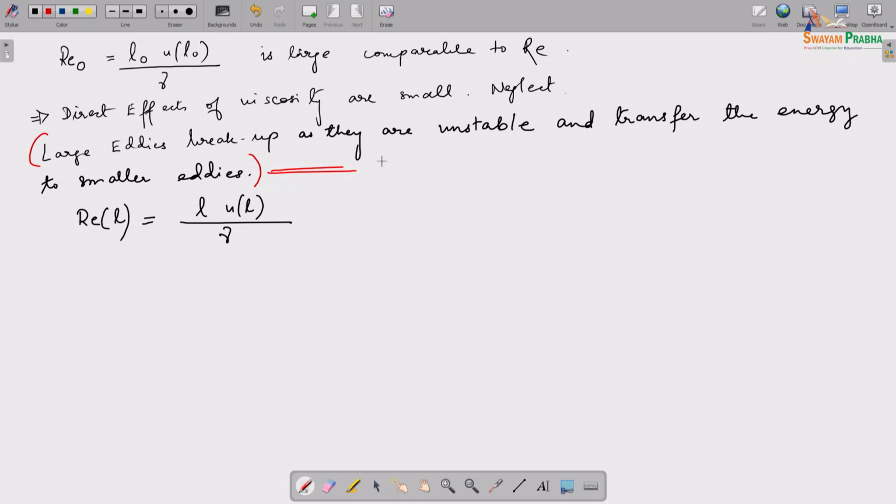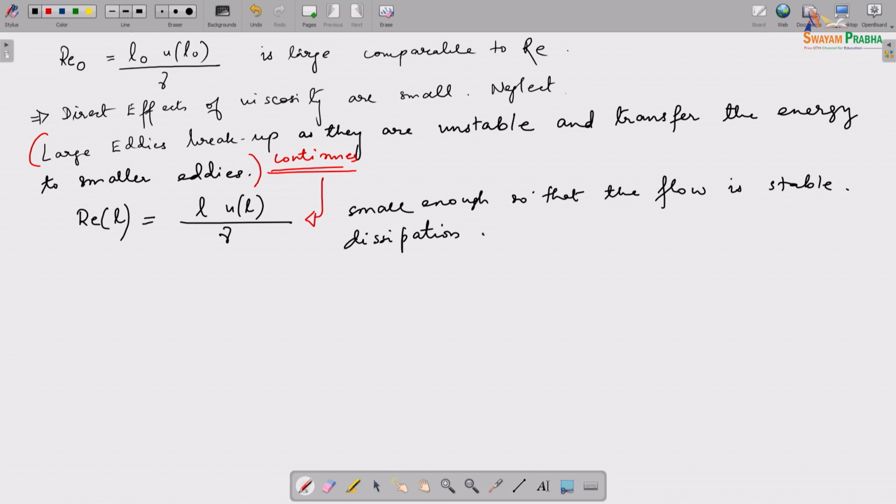Now that continues till this Reynolds number, basically the corresponding Reynolds number, is small enough such that the flow is stable, right? And there is a dissipation of energy that can happen. Right. So basically that.